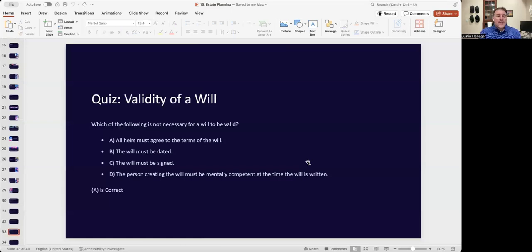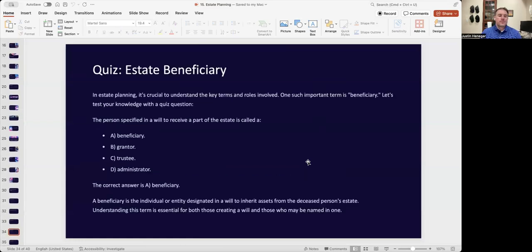Which of the following is not necessary for a will to be valid? All heirs must agree to the terms of the will. That is not necessary. They do not have to agree with the terms of the will. Does the will need to be dated? Yes. Does the will need to be signed? Yes. Does the person creating the will must be mentally competent at the time the will is written? Yes. So the answer here is A.